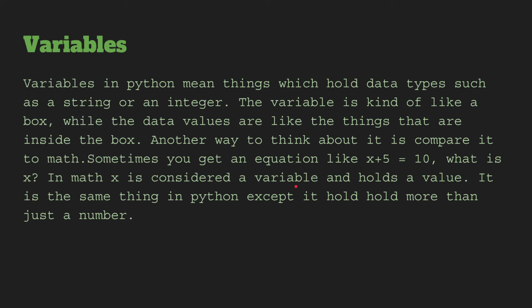And it is the same thing in Python, except it holds more than just a number. It can hold strings, it can hold lists, it can hold dictionaries. It can hold many things, which we'll learn about in the next couple of videos. So now we're going to see how we can code variables in Python and Rebel.it.